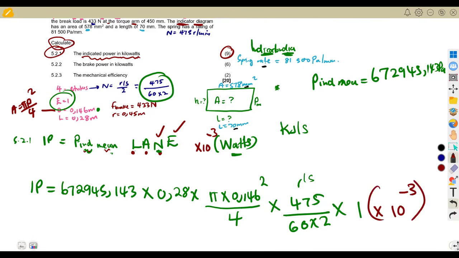This one is for conversion to what? To kilowatts. But if you are using this pressure in kilopascal, don't use this 10 to the power of -3. Here it's because our pressure is not in kilopascal. It's just a normal pressure. That is why we have to multiply by what? By 10 to the power of -3.